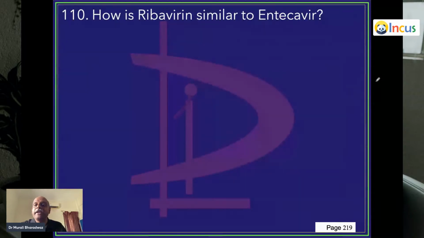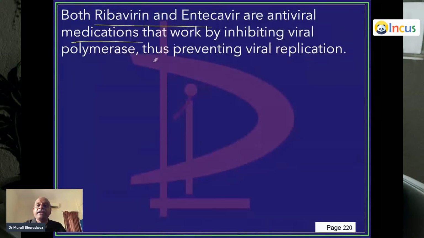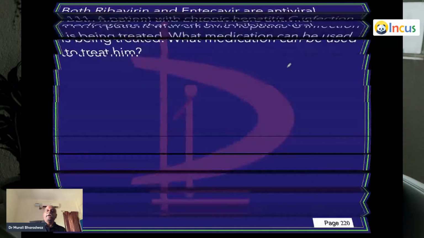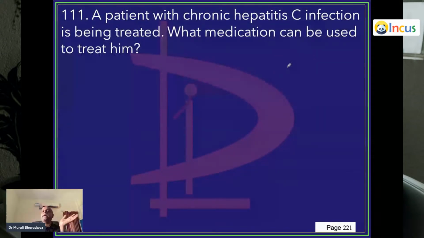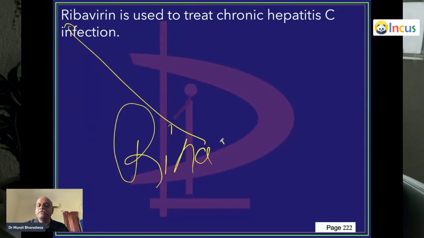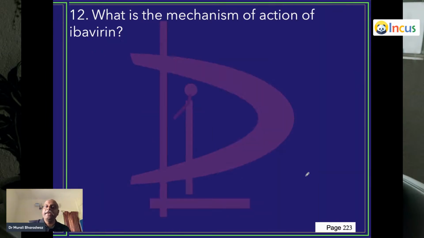How are ribavirin and entecavir similar, doctor? Both of them are antiviral and they inhibit viral polymerase and prevent viral replication. Chronic hepatitis C is being treated. Which medication do we use to treat him? So don't forget, ribavirin, hepatitis C.